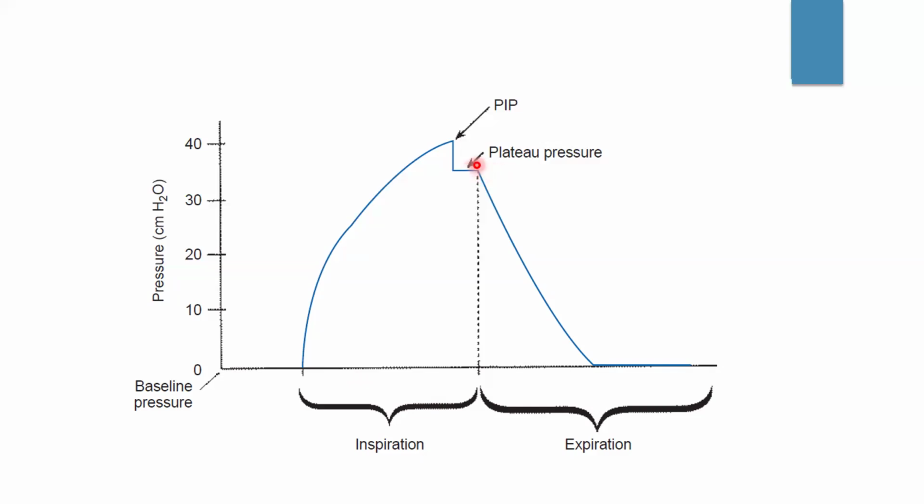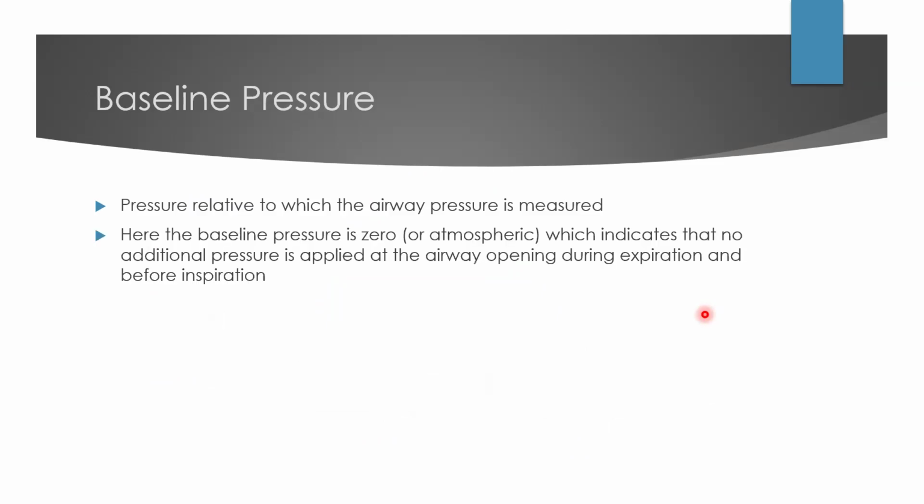And then during expiration, the ventilator simply reduces the pressure, it no longer applies pressure, and the air flows outwards. So the exhalation is happening, and the pressure drops to the baseline pressure of 0. The baseline pressure is the pressure relative to which the airway pressure is measured. In this diagram, the baseline pressure is 0 or atmospheric, which indicates that no additional pressure is applied at the upper airway during expiration and before the inspiration.